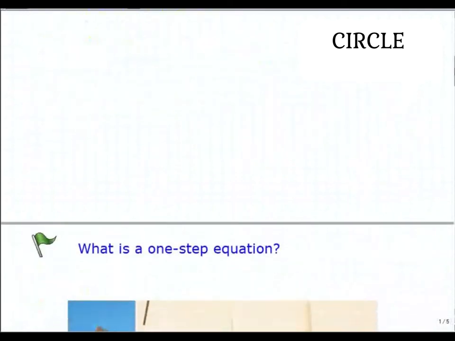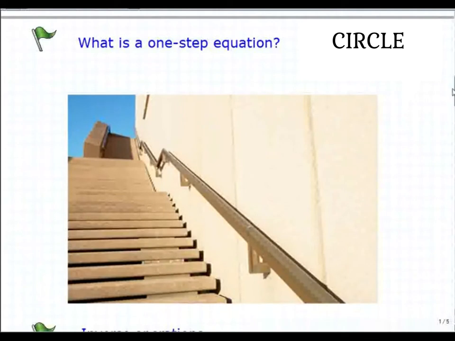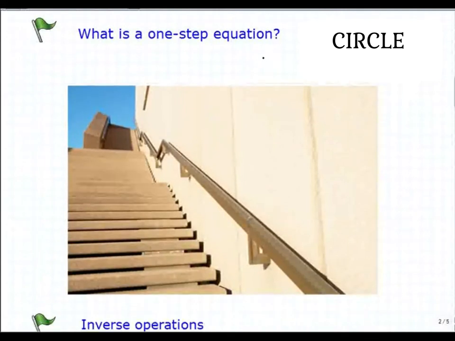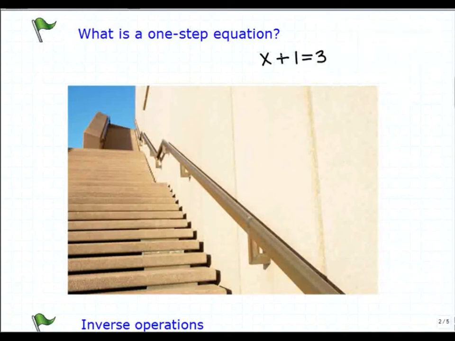Okay, so what is a one-step equation? Well, let me go ahead and actually write an example of one here. I have x plus 1 equals 3. So this is an example of a one-step equation. And let's just think about what this actually means. So x, remember in algebra, is a variable, represents a number. So really, we're talking about some number plus 1 is 3. So what's that number? Well, obviously that number has to be 2 because 2 plus 1 is 3. So therefore, x must be equal to 2. So we just solved this one-step equation.